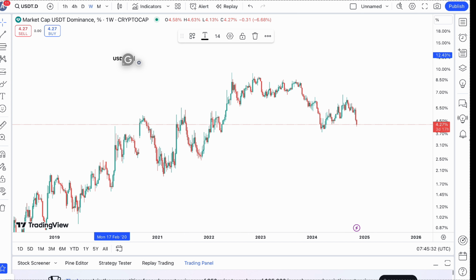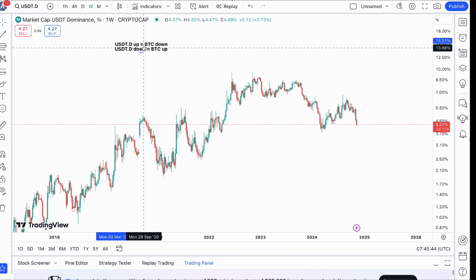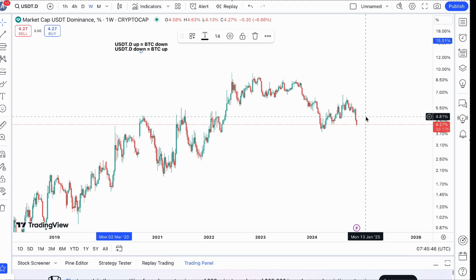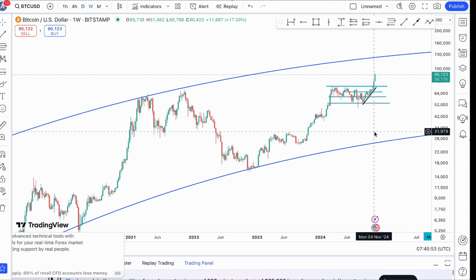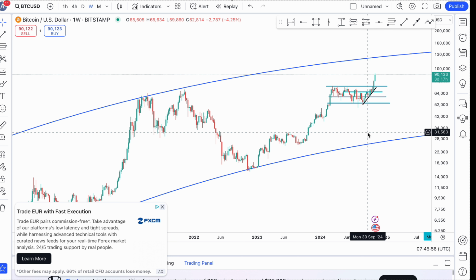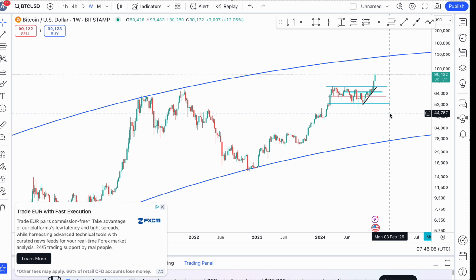USD to the upside equals BTC down. So logically seen, if USDT dominance is going down, BTC is going up. It's as simple as that, guys. And we can literally see that at the moment that we are speaking. We are seeing downside momentum here from the 9th of September. And if we go to Bitcoin from the 9th of September, which is here at the bottom, we can see as USDT dominance went down, Bitcoin went up. So it's very simple to anticipate on this chart.